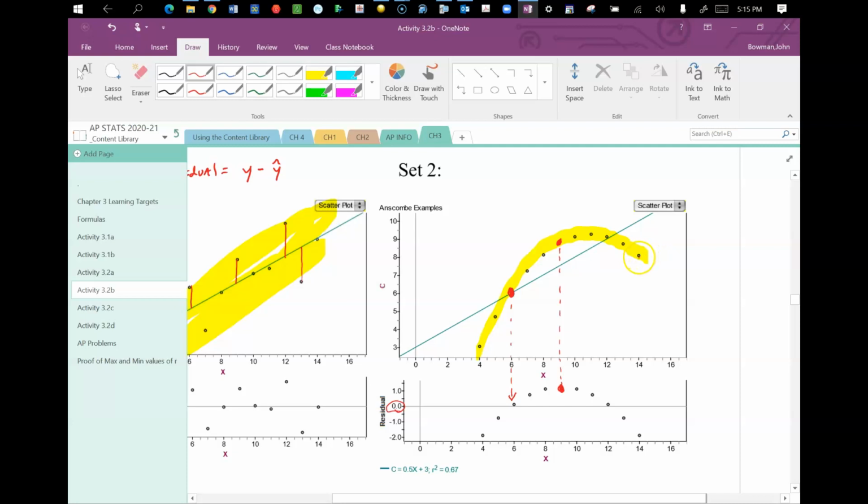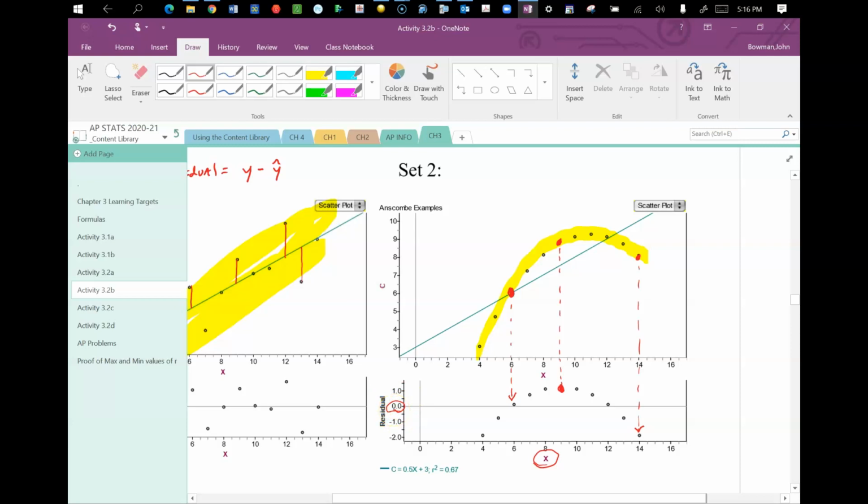This very point on the right-hand side has a negative residual, and if we go straight down, you will see that that point is below the line y equals 0 on this residual plot. So what is a residual plot? It is a plot of either the explanatory variable on one axis or the response variable, you could use either, versus the value of the residual.